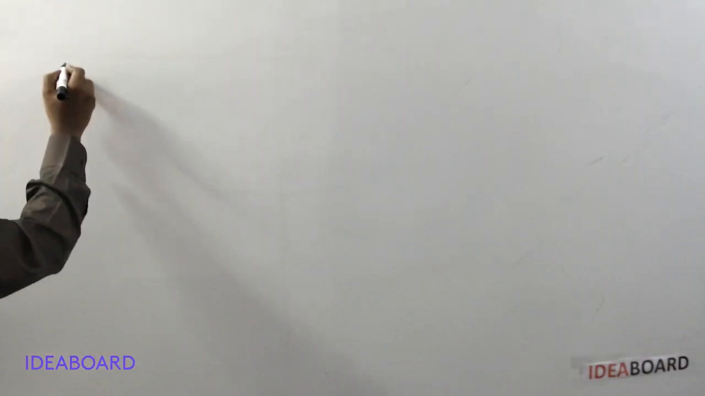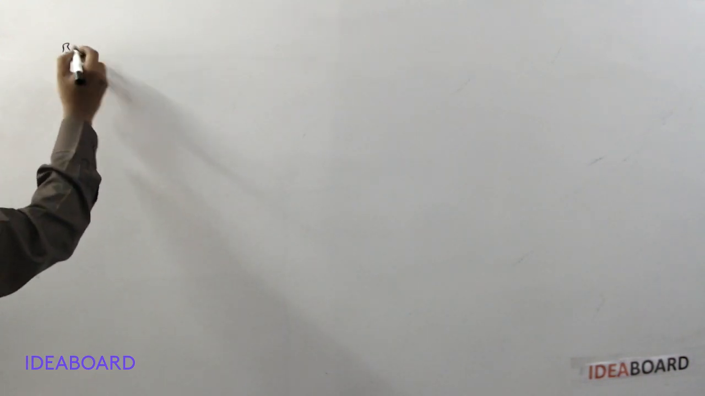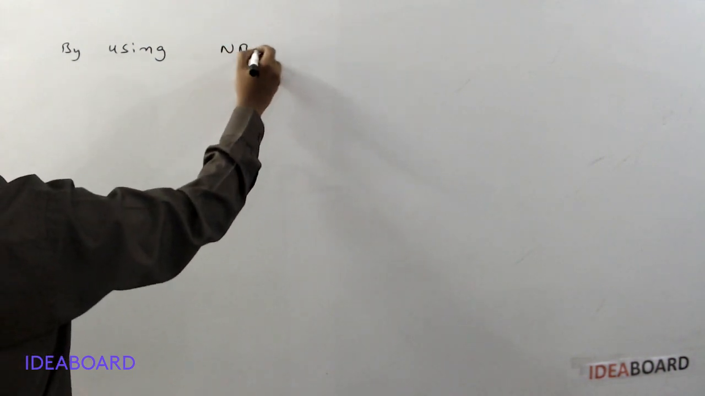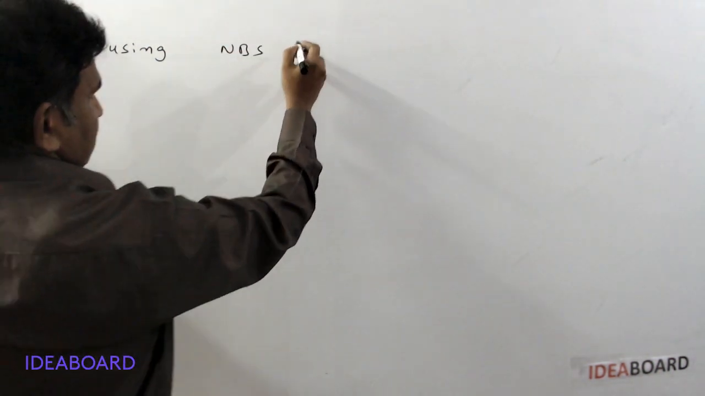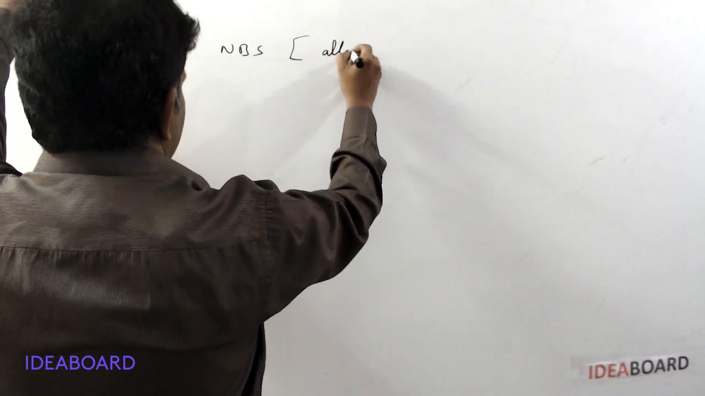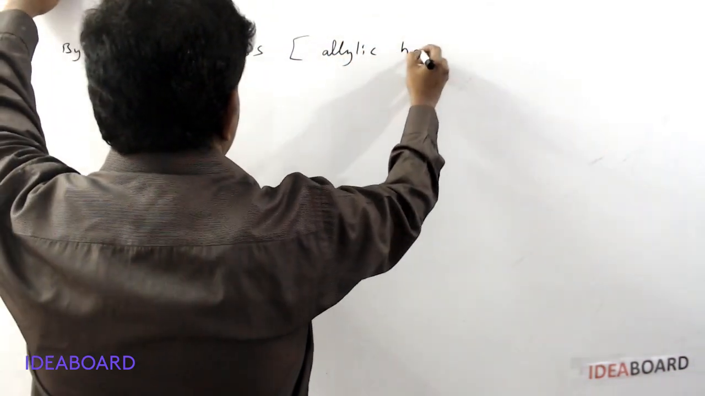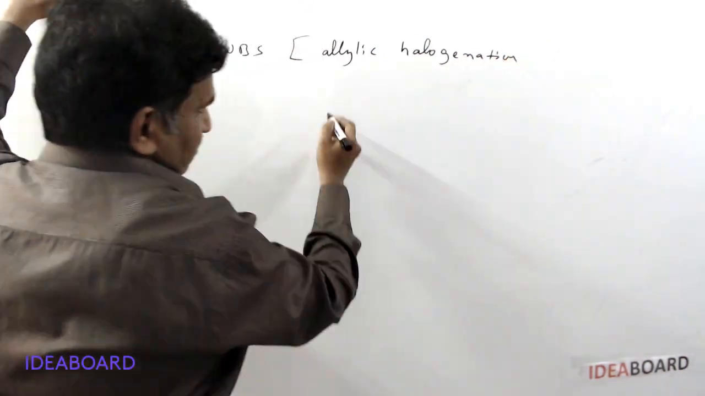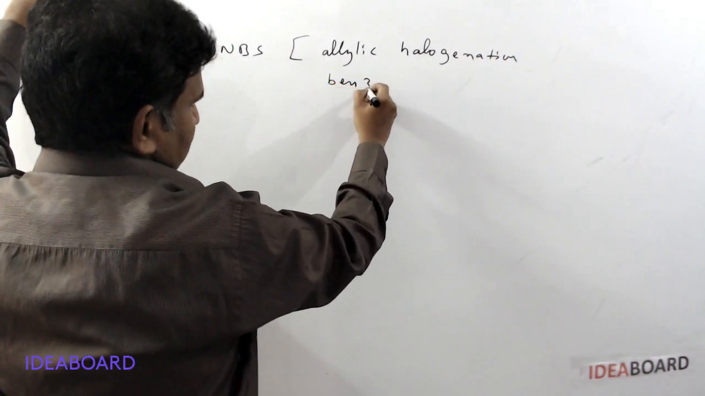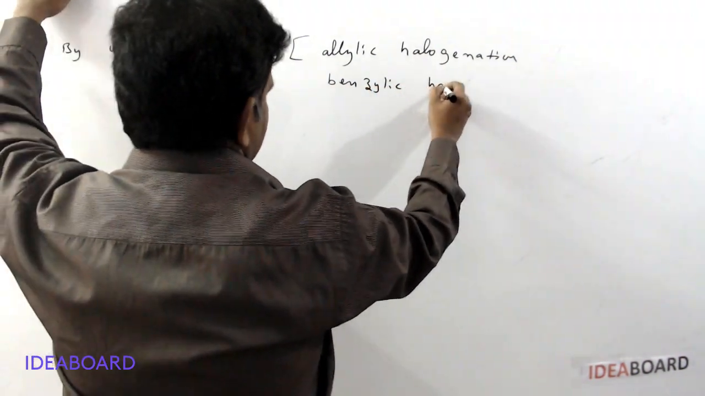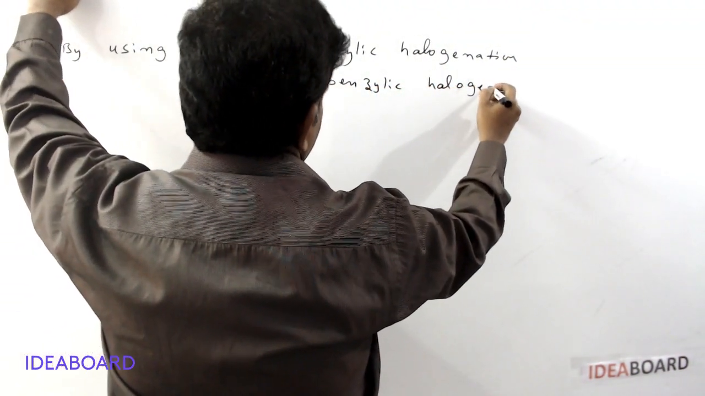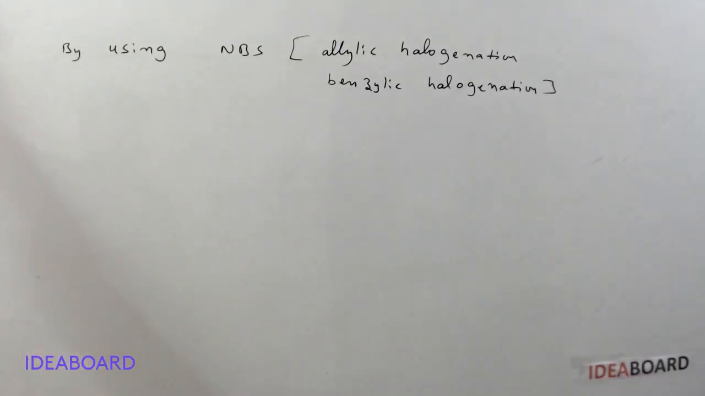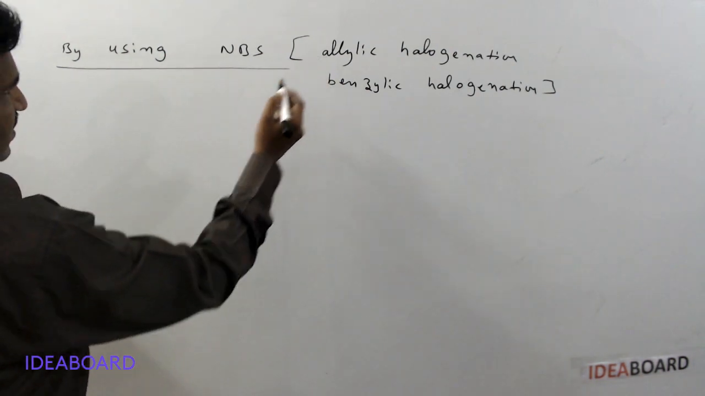And in the same halogenation process, by using NBS, it is also called allylic halogenation, or it is also called benzylic halogenation. Here, allylic or benzylic halogenation by NBS.